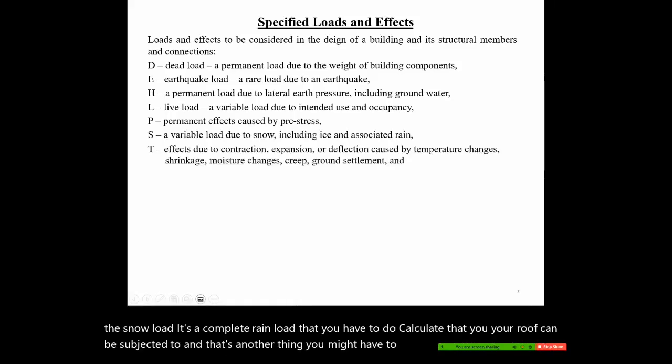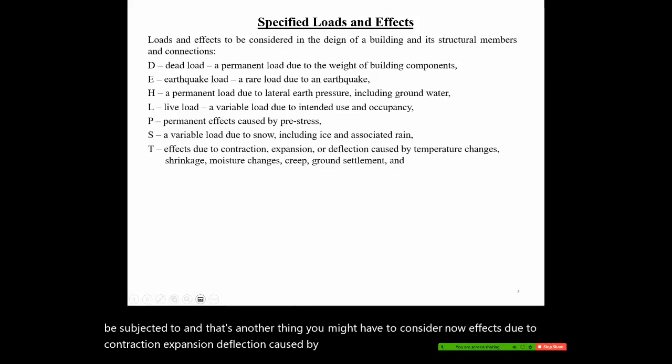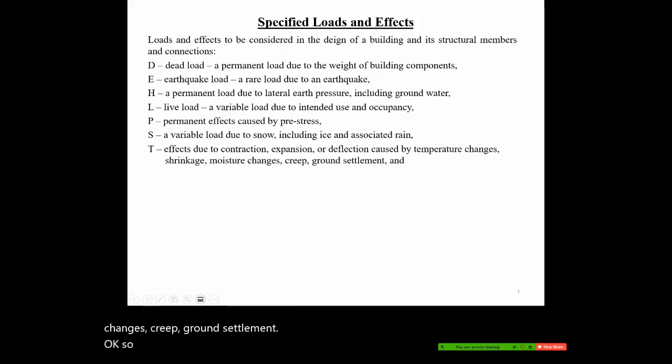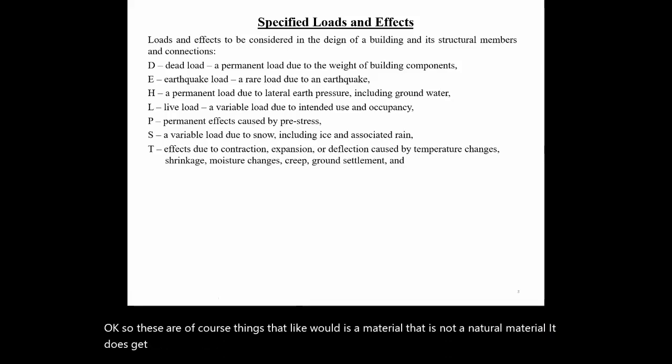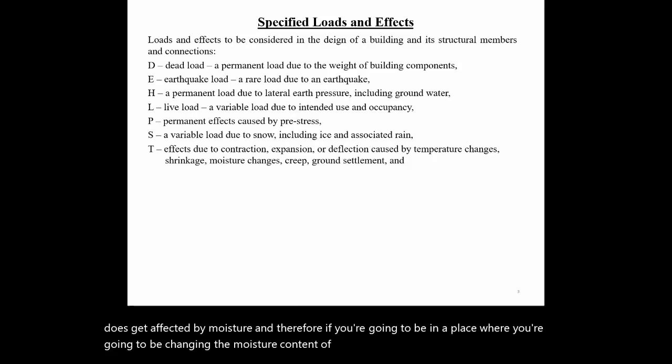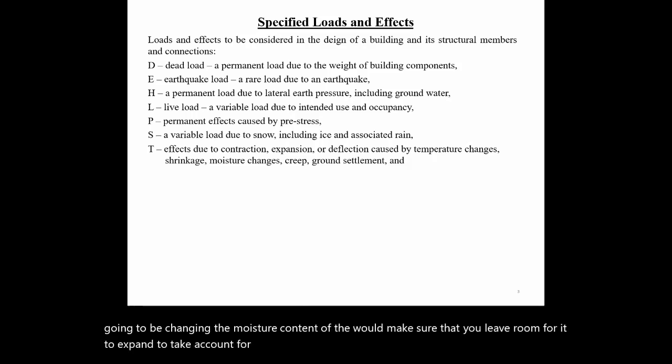Now, effects due to contraction, expansion, and deflection caused by temperature changes, shrinkage, moisture changes, creep, and ground settlement. Wood is a natural material. It does get affected by moisture, and therefore if you're going to be in a place where you're changing the moisture content of the wood, make sure that you leave room for it to expand, to take account of the moisture changes and so on.